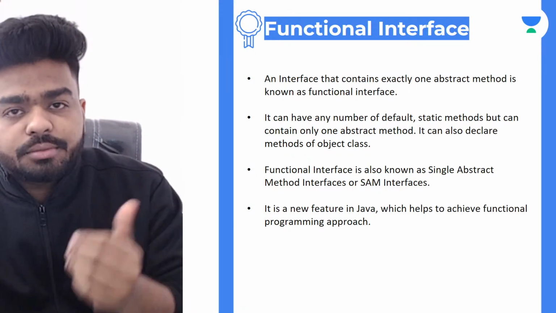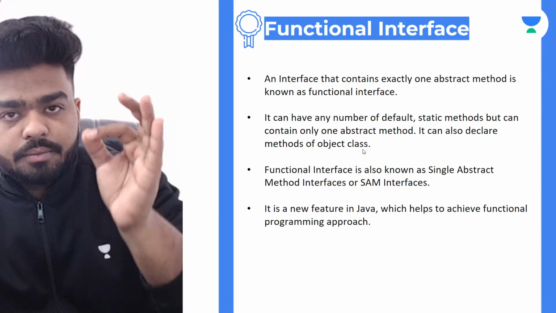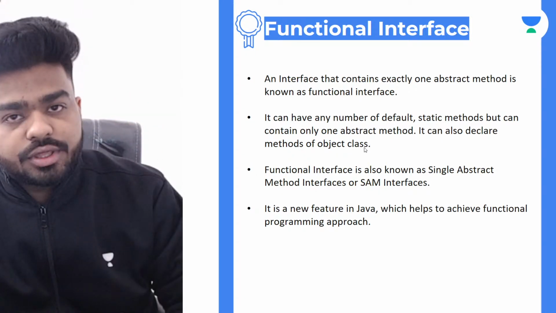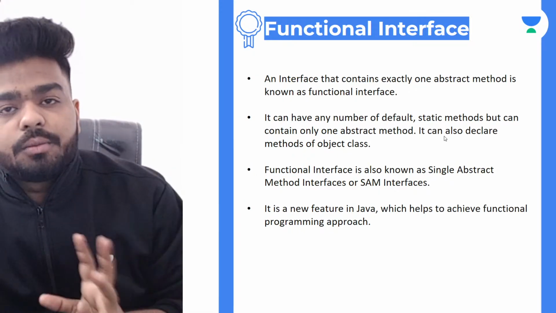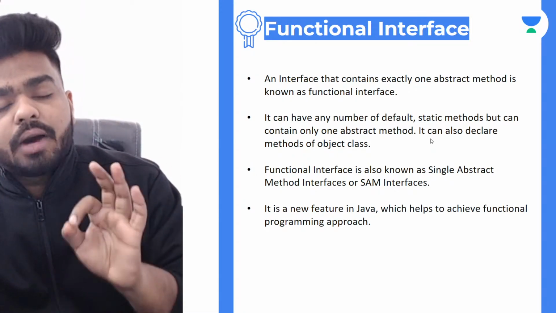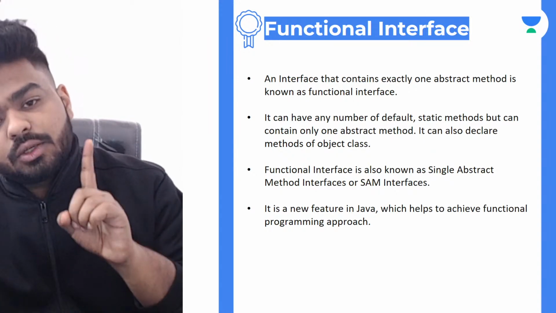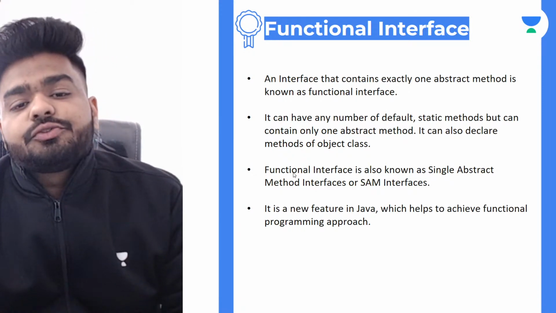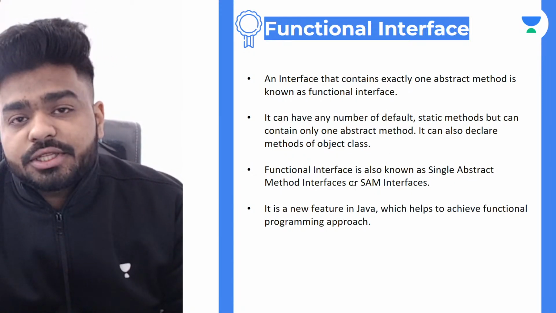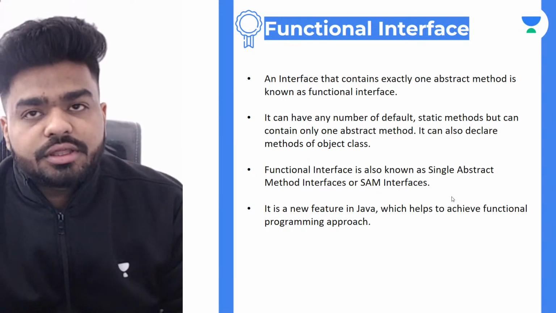So we can use those methods in our function interface. There's no problem. So we can use or declare the methods of the Object class as well, right? But strictly there will be only one abstract public method. Okay. Function interface is also known as single abstract method interface or SAM interface.